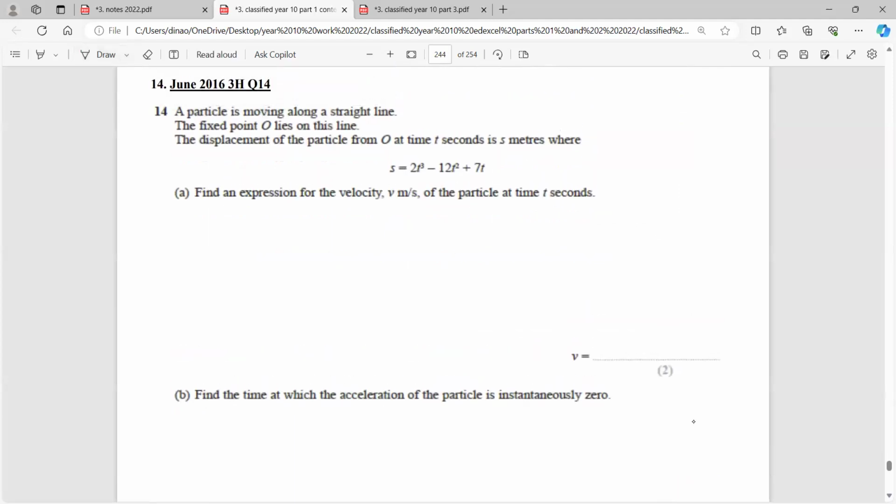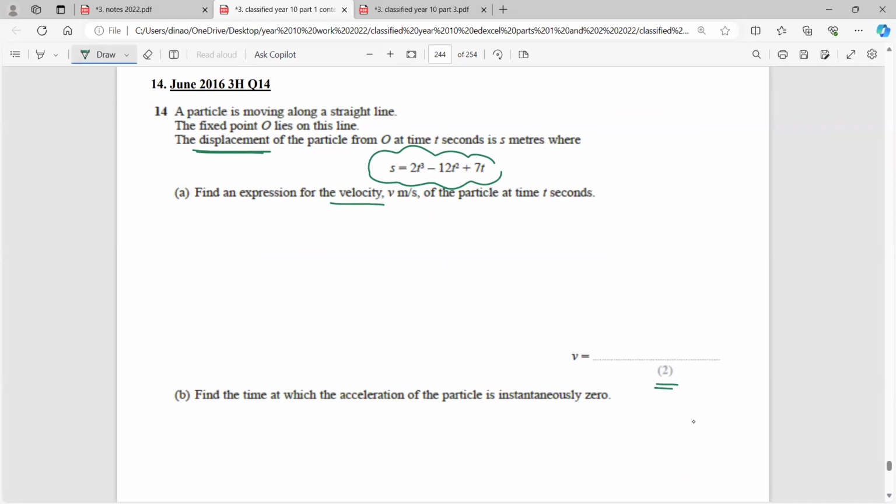Here it says a particle is moving along a straight horizontal line, from a fixed point. The displacement, also known as distance, is given by this expression over here. Find an expression for the velocity. As you can see, it's just graded out of 2 marks. The whole idea is that you need to know that this is a differentiation question, related to the lesson.